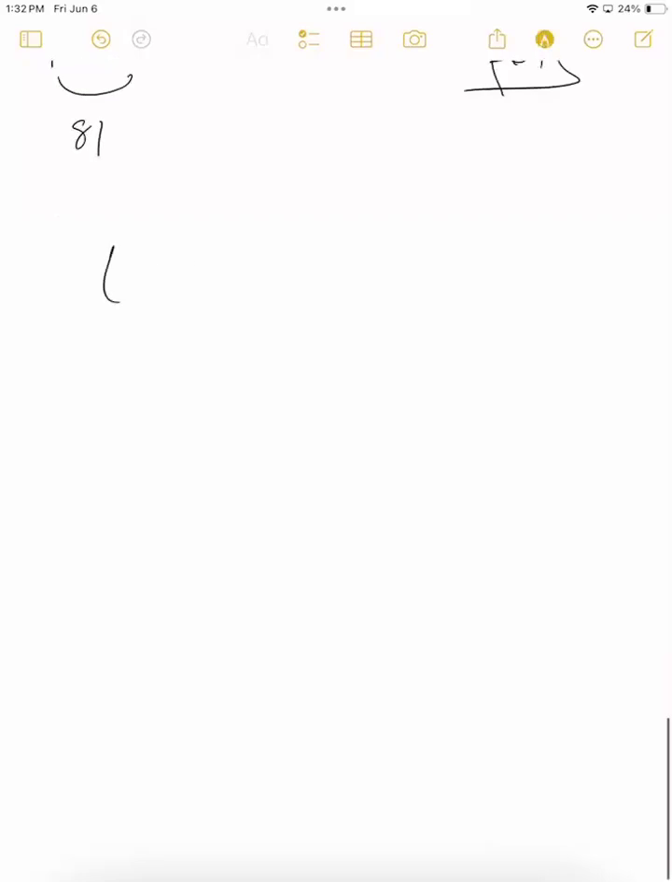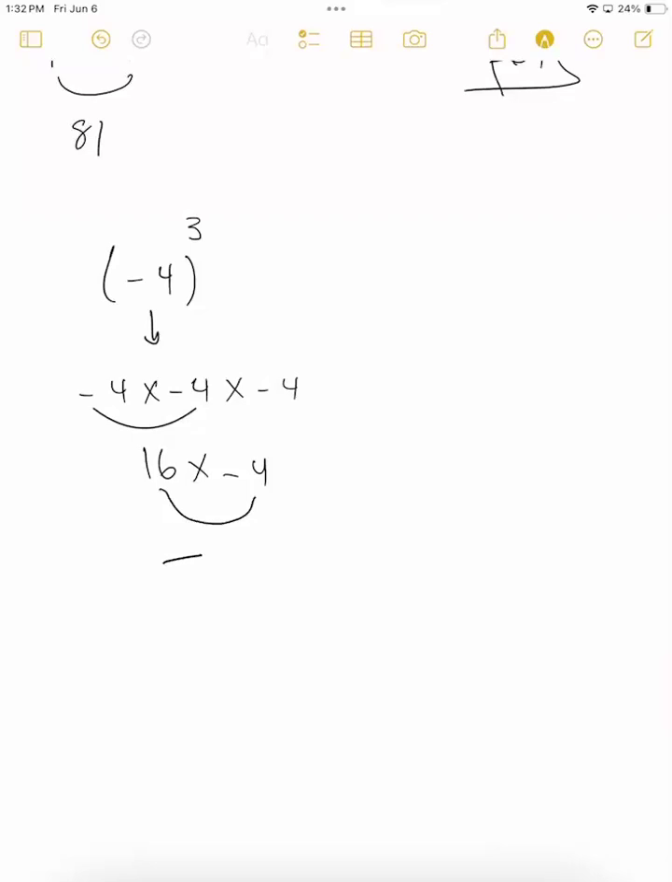What if you have negative 4 to the power 3? This means negative 4 times negative 4 times negative 4. Negative 4 times negative 4 is 16. Positive times negative is negative. 16 times 4 is negative 64.